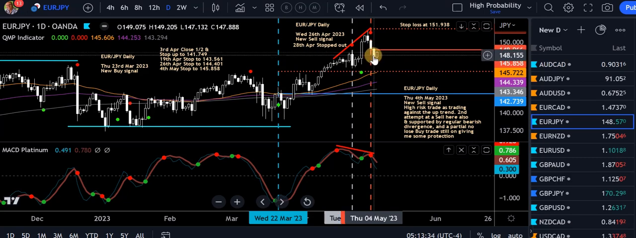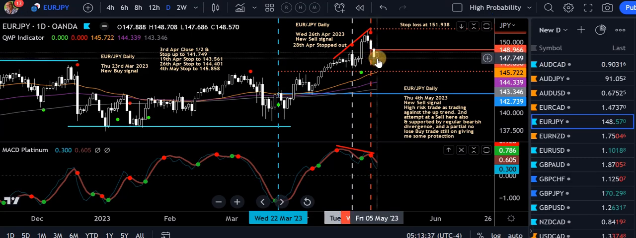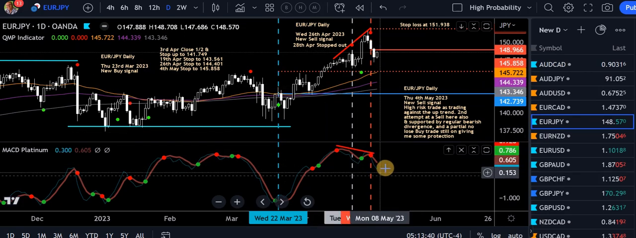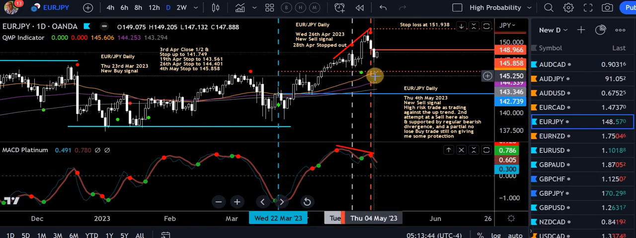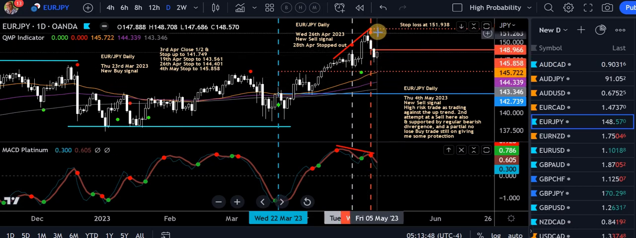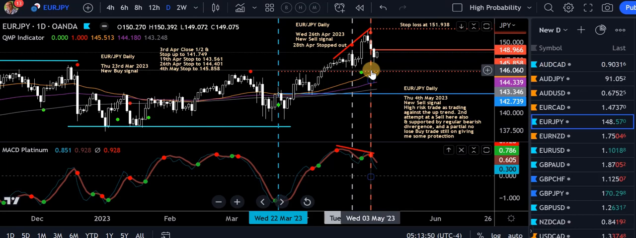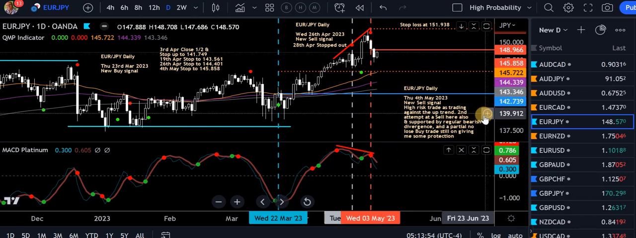It went nicely in my favour on Thursday, but Friday wasn't too kind to me. It's back up towards the entry level. MACD platinum is still a fair way above the zero level, and price hasn't come back to the MAs as yet. So even though there's plenty of room to the upside still, I've got this buy on, so I've got some insurance there, or some protection. So it's the Euro Yen looking okay.